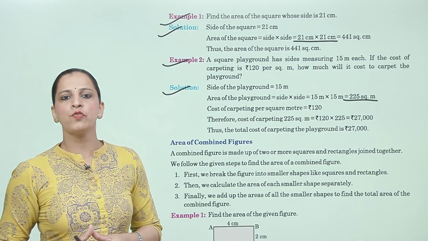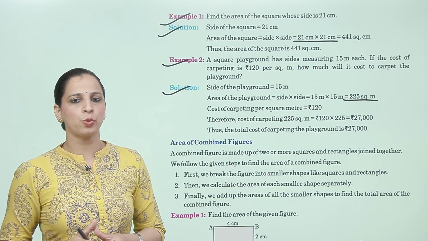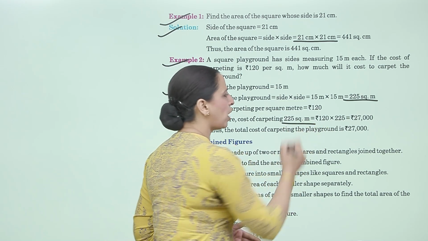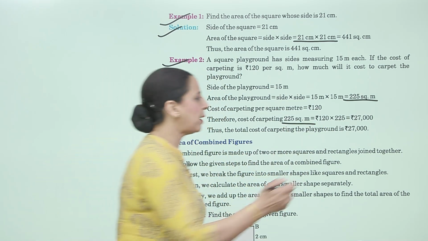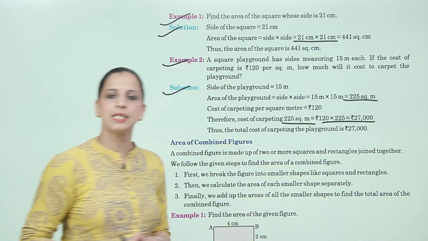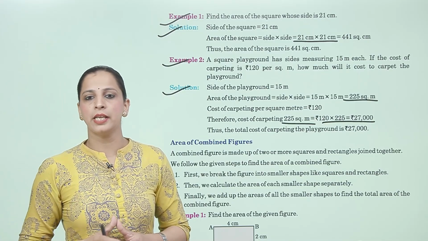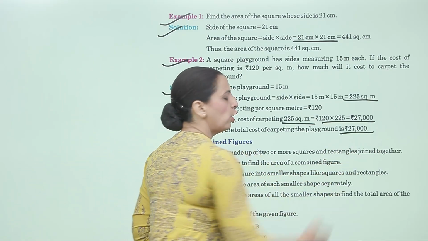Cost of carpeting per square meter is rupees 120. Therefore, cost of carpeting 225 square meter is 120 multiplied by 225, that is rupees 27,000. Thus, the total cost of carpeting the playground is 27,000 rupees.